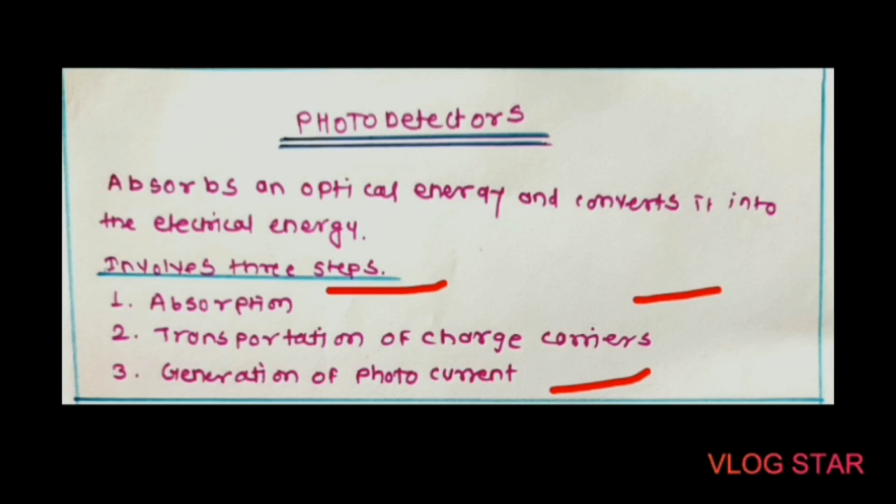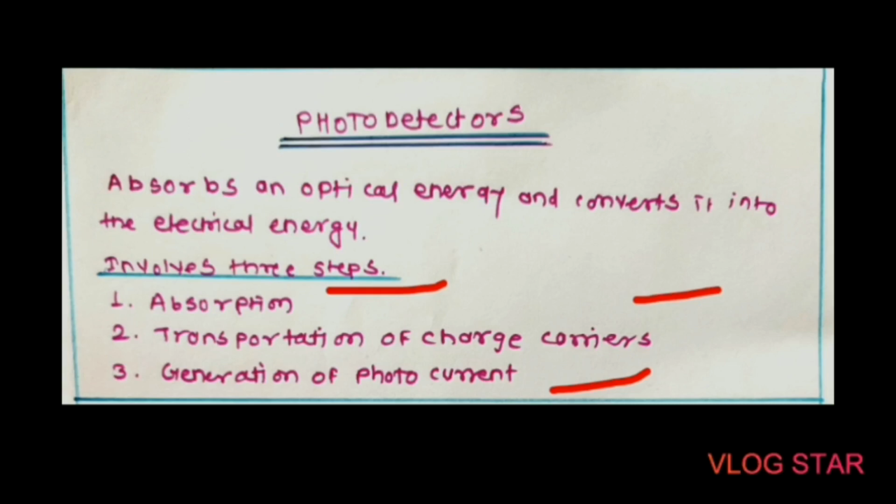In the first step, absorption, the optical energy falling on the photodetector gets absorbed by it. It means a number of photons are absorbed by the photodetector. This will cause the generation of some charge carriers. In the second step, transportation of charge carriers, the newly generated carriers get transported across the absorption region. In some photodetectors, a gain is provided to these charge carriers.